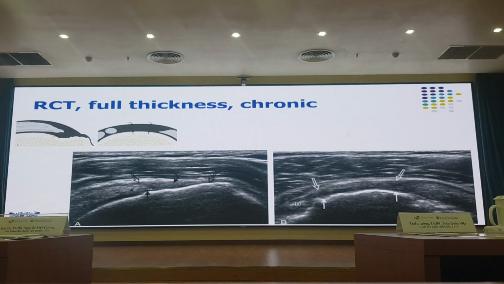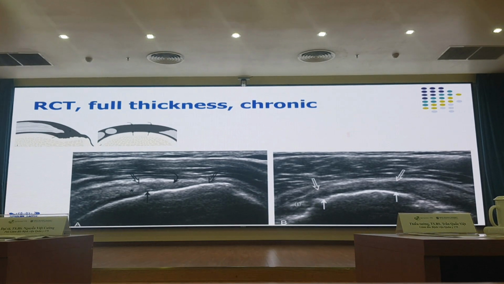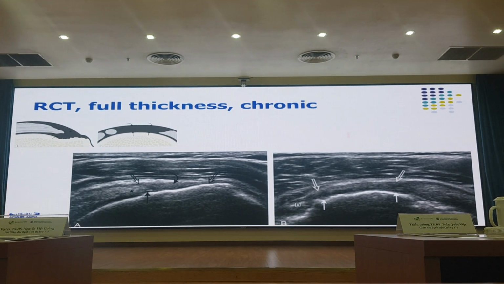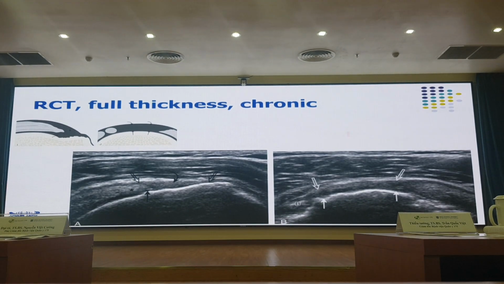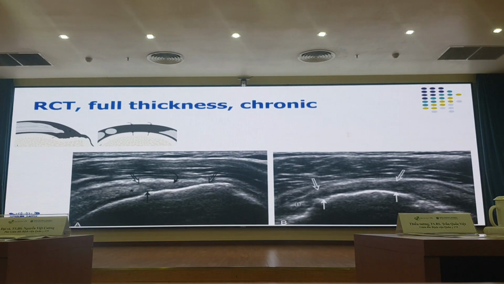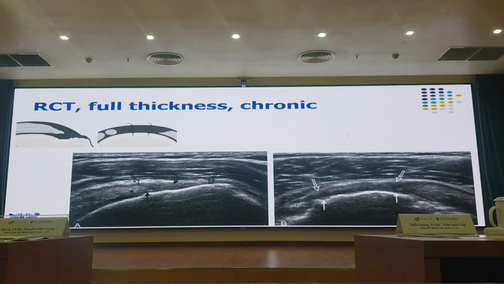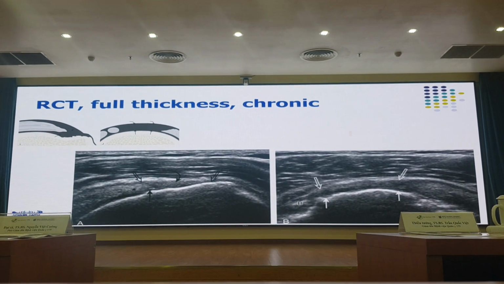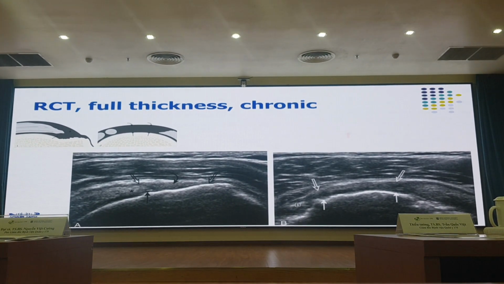Can you explain more about that? Yeah. To differentiate the chronic rotator cuff tear and the tendinitis, I can use the normal saline injection because the saline injection could enlarge the tear site. So if the tear site is enlarged after the injection, it can be a possibility of the rotator cuff tear.